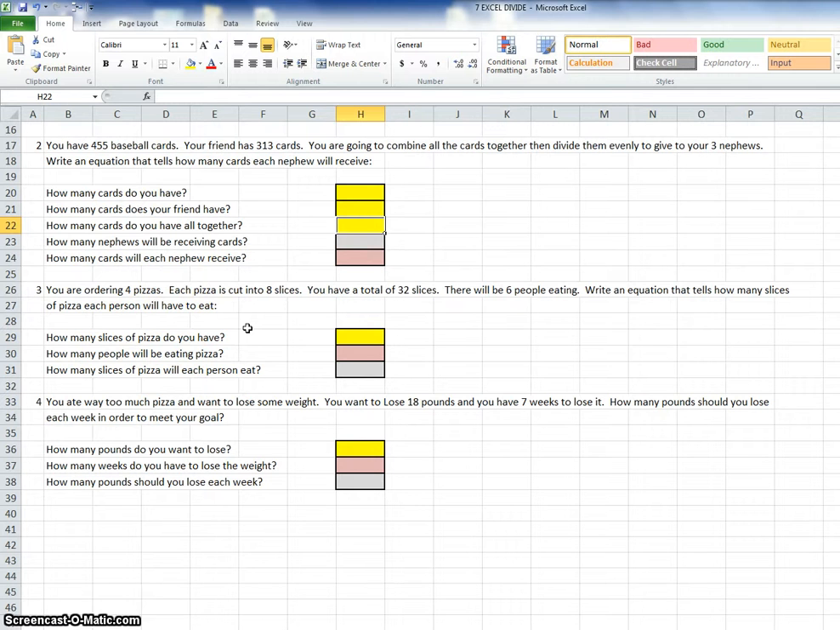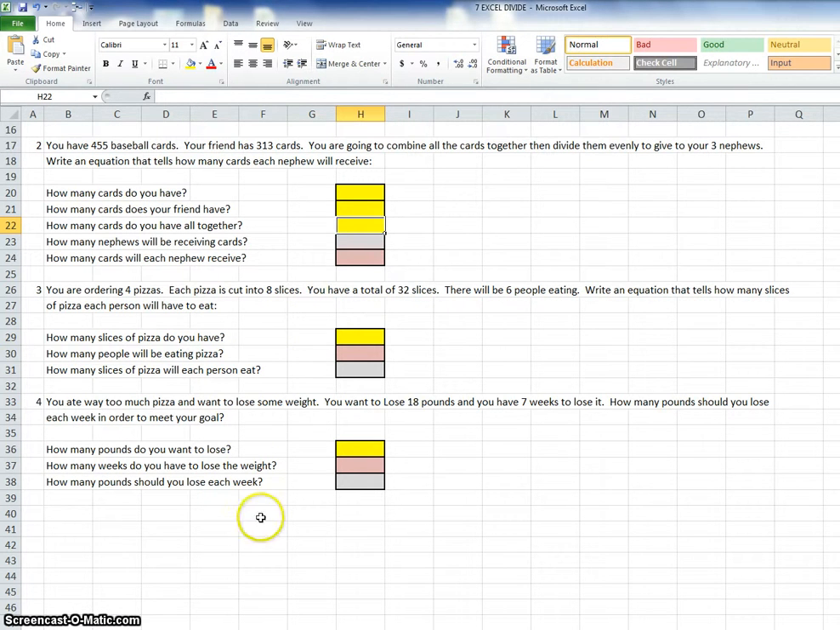Each pizza is cut into 8 slices. You have a total of 32 slices. Now, how I figured that out was I multiplied 4 pizzas times 8 slices in each pizza to get 32. So you have 32 slices of pizza. There will be 6 people eating. Write an equation that tells you how many slices of pizza each person will have to eat.